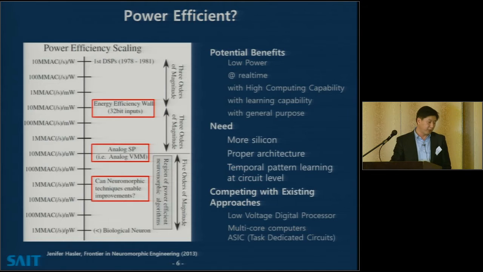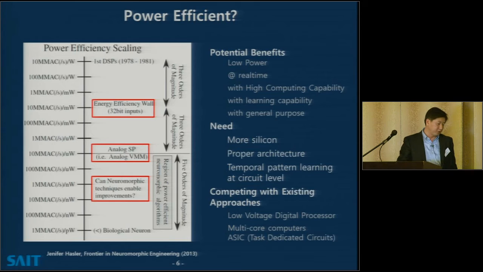One benefit may be power efficiency. Nowadays, energy efficiency is a worry in CPU and GPU cases, and the other extreme case is analog SP. The left measure is MAC, multiplier accumulation, per watt. But as you see, this is from Jennifer Hasler of Georgia Tech, and we estimate that the neuromorphic approach can save much power, but still. Our brain seems to save power by not doing work such as multiplication.